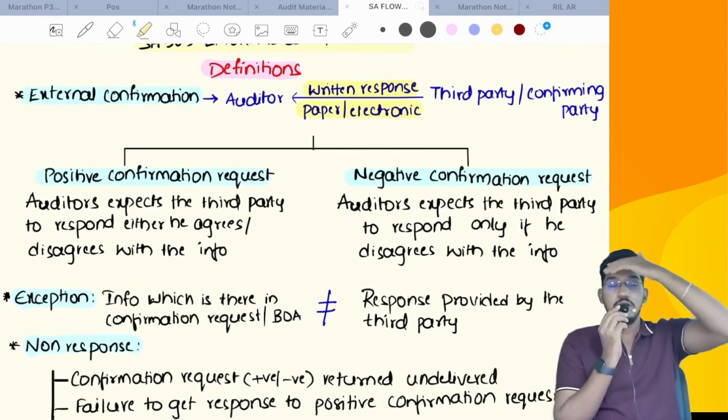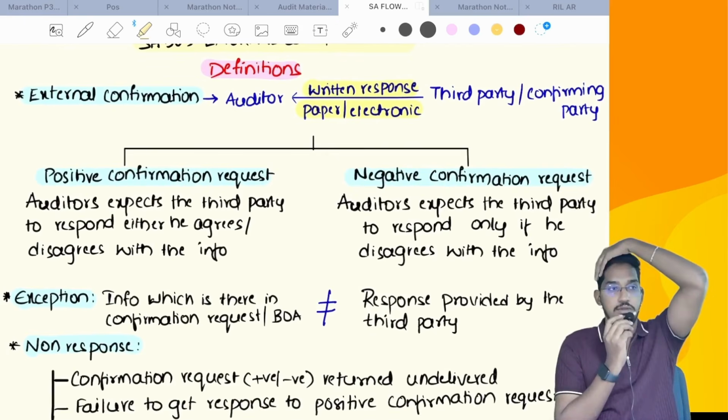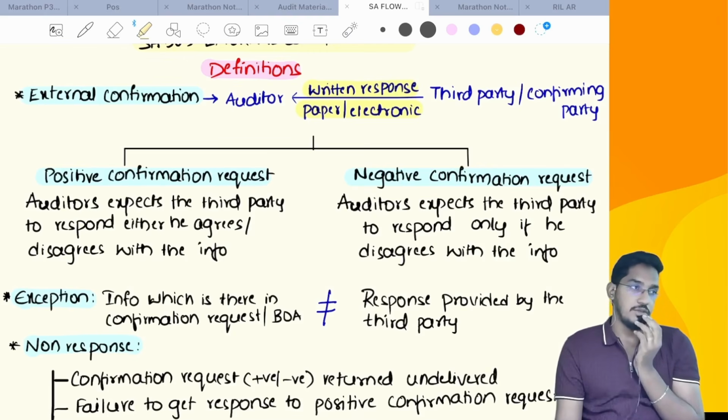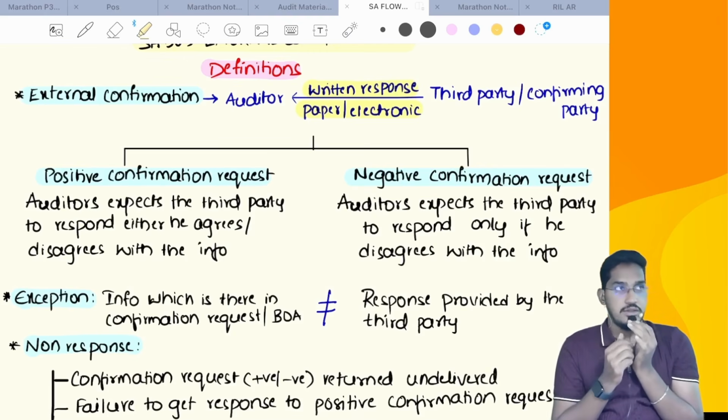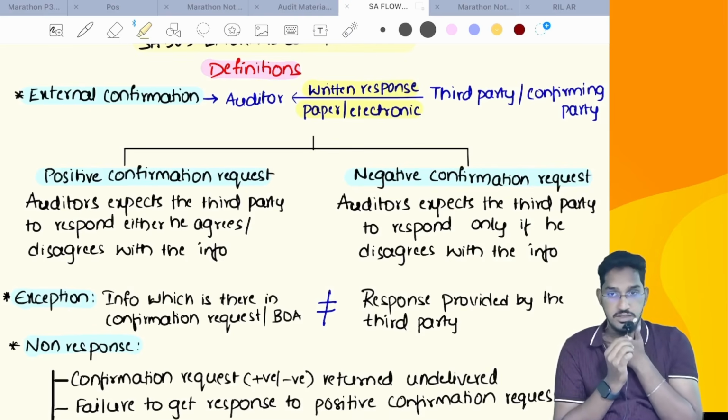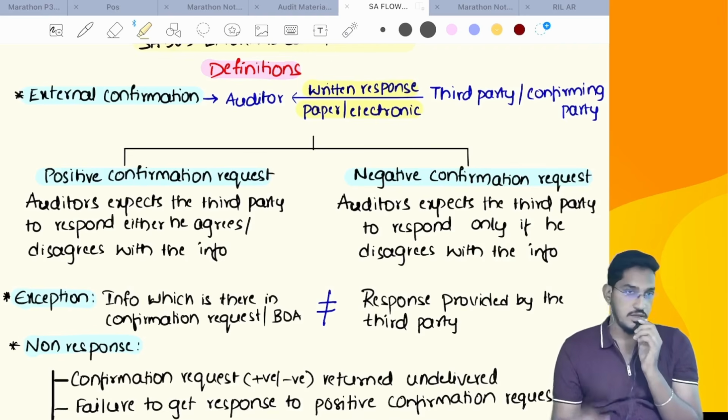So what does this external confirmation talk about? First we need to be clear about a few definitions. What is an external confirmation? If you remember, external confirmation is one of the methods for obtaining audit evidence. We have discussed the 7 methods. In that, one of the methods is external confirmation.